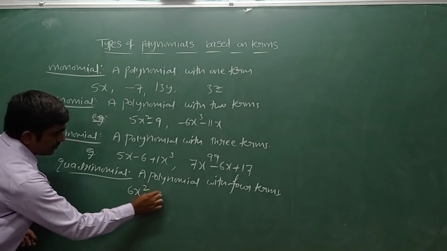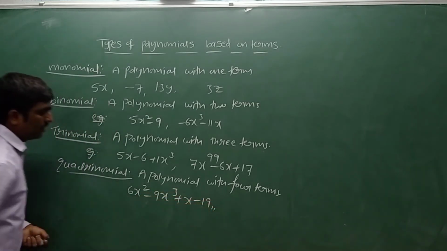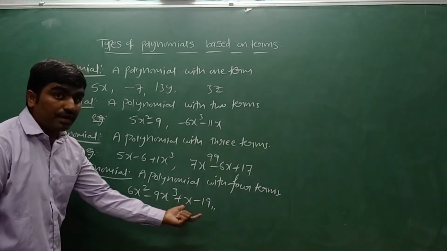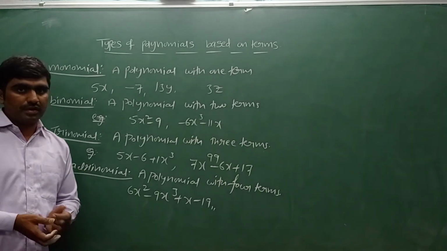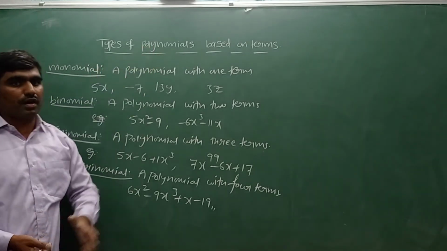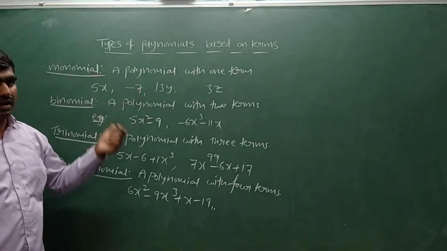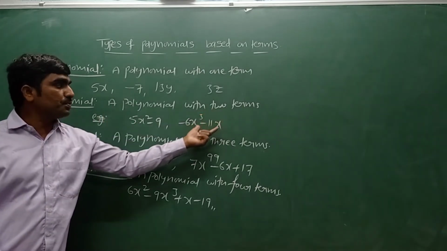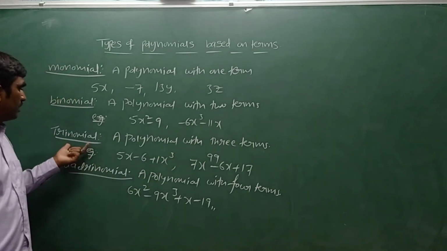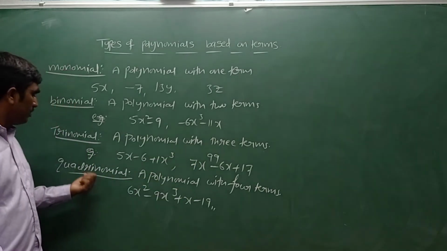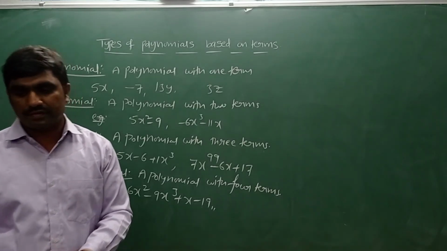Example: 6x squared minus 9x cubed plus x minus 19. Yes, we can say that it is a polynomial which contains only 4 terms, 4 unlike terms. It is called a quadrinomial. This is about types of polynomials based on terms. If one term is there, we call it a monomial. If 2 unlike terms are there, we call it a binomial. If 3 unlike terms are there, trinomial. If 4 unlike terms are there, we call it a quadrinomial. Now based on that, we will see exercise problems.